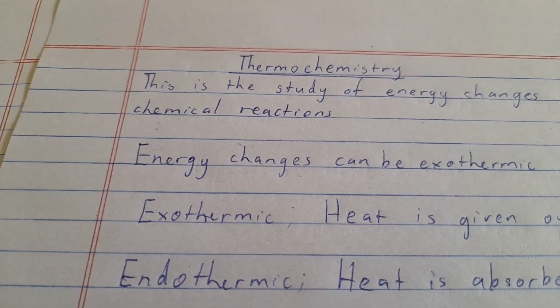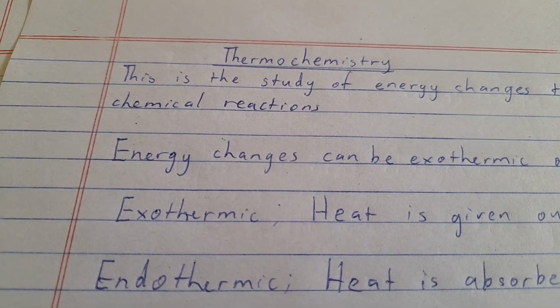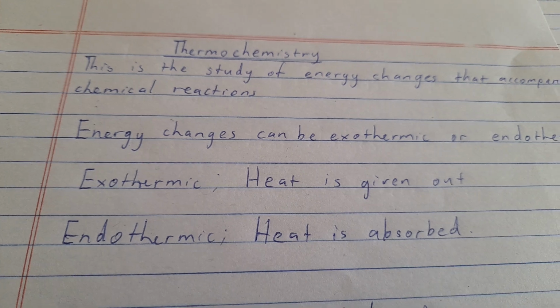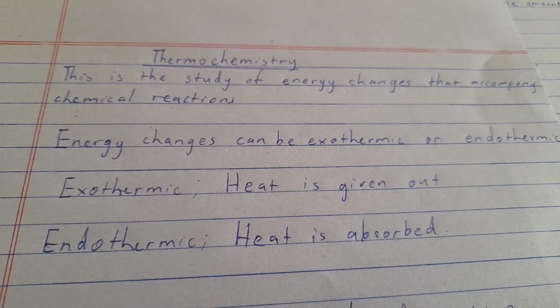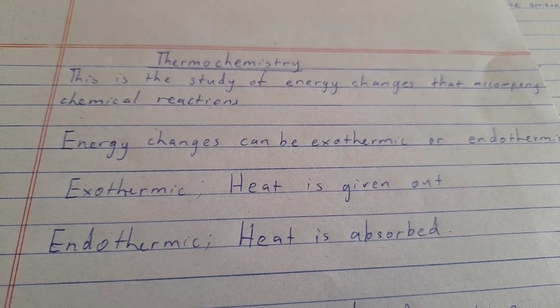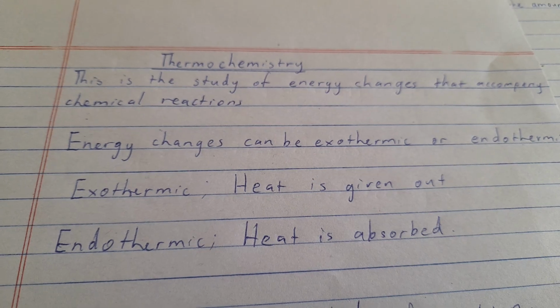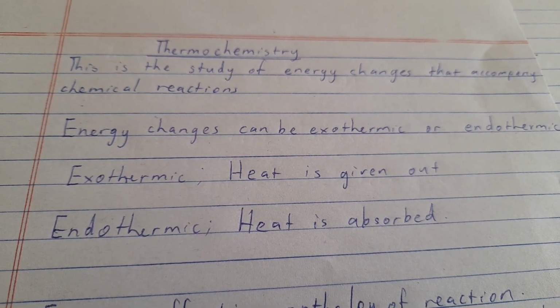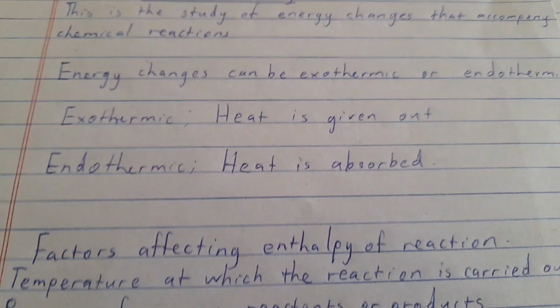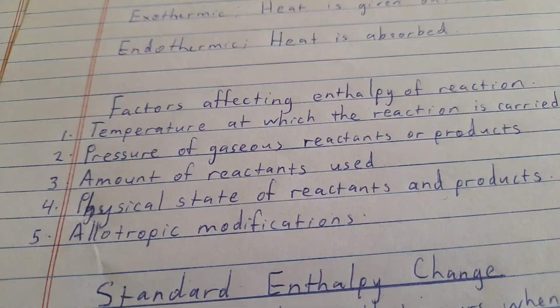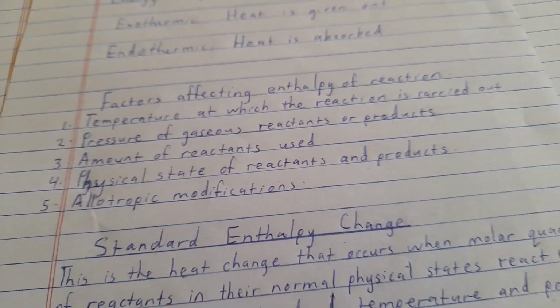So, in general, in thermochemistry we are dealing with the study of energy changes that accompany a chemical reaction. When any reaction takes place, energy can be absorbed, and when it is absorbed, we call that reaction endothermic. We say as well energy can be given out, and when energy is given out, we call that reaction exothermic. Now, we have factors that affect the enthalpy of a reaction.